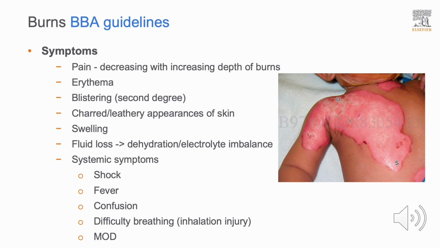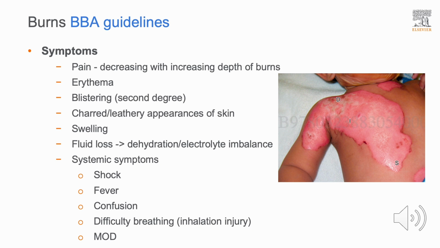Symptoms of burns, as touched on previously, include pain, which decreases with increasing depth of burns due to destruction of nerve endings, erythema, blistering from second degree upwards, charred or leathery appearance of the skin, soft tissue swelling, and significant fluid loss which can cause dehydration and electrolyte imbalances with severe burns affecting a large area of the surface area, and systemic symptoms including shock, fever, confusion, difficulty breathing associated with inhalation injuries, and multi-organ dysfunction in severe burns.